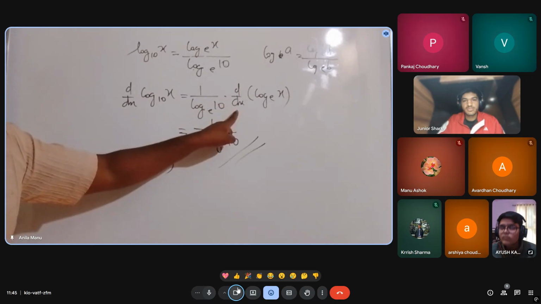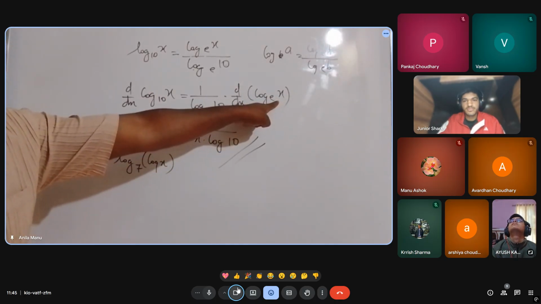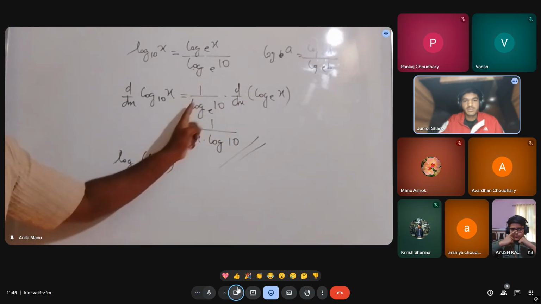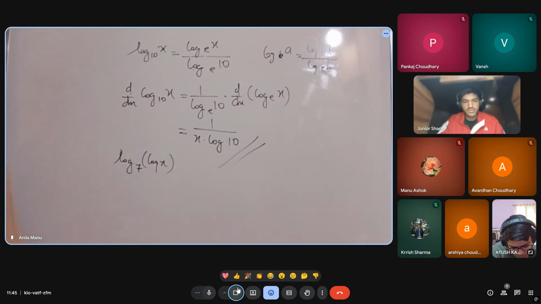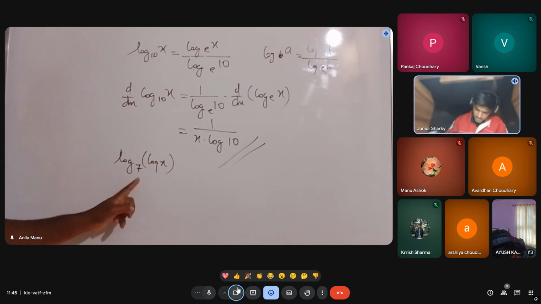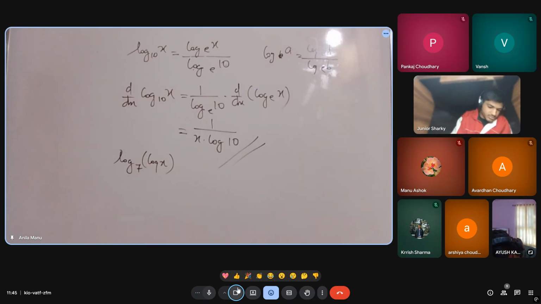So d by dx of log x. Derivative of log x is what? 1 by x. Then 1 by log 10 constant. Okay. Try this question also so you will get it clear.